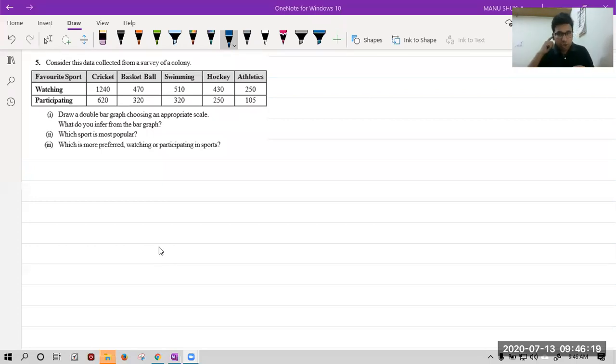Okay, now let's start. The question is saying there is a survey of watching and participating. Cricket is watched by 1240 and participated by 620. In a colony there is this survey, and they are giving values for cricket, basketball, swimming, all of them. Now we have to see what the minimum value is. Please tell me what the minimum value is.